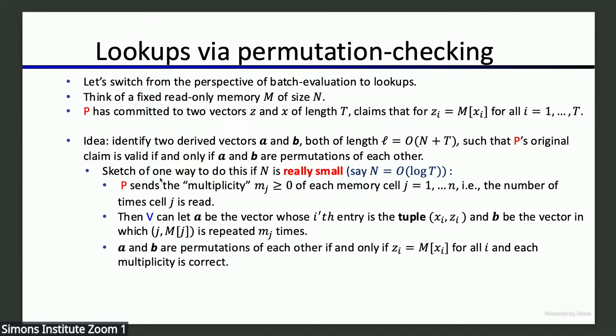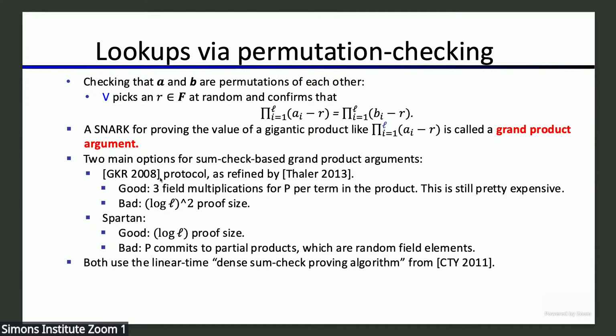So anyway, now I have these two vectors A and B. How do I check that they're permutations of each other? And here, this is an old trick. I guess it dates back to Lipton, '89. You just interpret the entries of A and B as the roots of a univariate polynomial, and you evaluate that polynomial at a point. If I reorder the roots of a polynomial, I don't change the polynomial, and so it's going to spit out the same thing at that point.